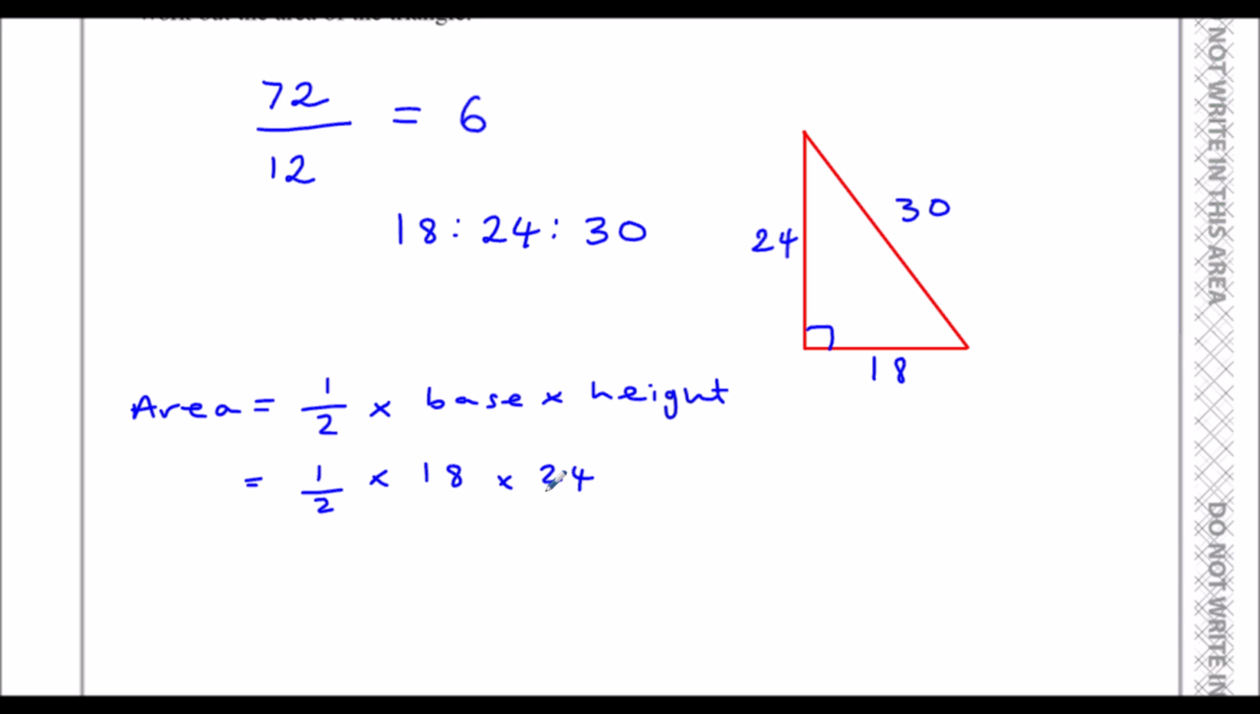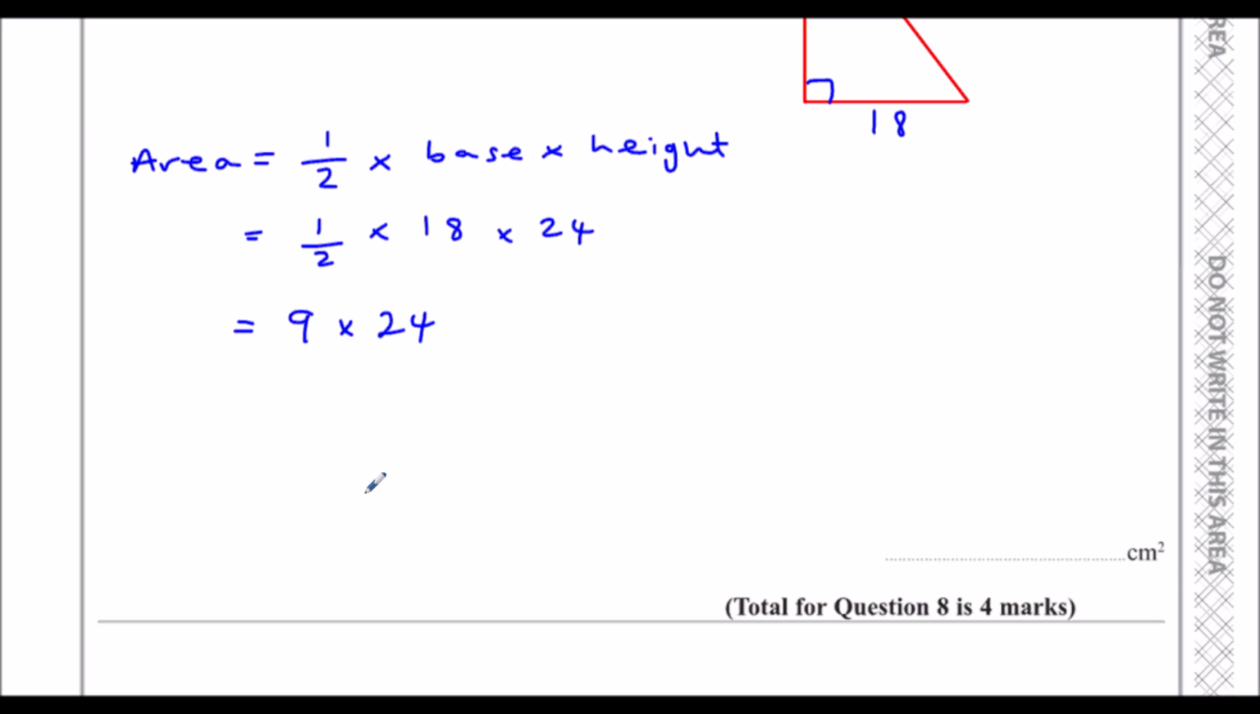So it's half times 18 times 24. Half of 18 is 9, so 9 times 24. 10 times 24 is 240. Take away 24, that's 216, and it's centimeters squared.